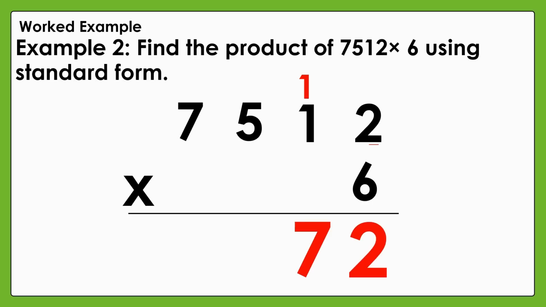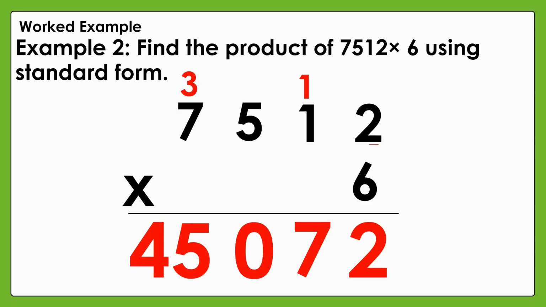Third, multiply the hundreds place. 5 times 6 is equal to 30. Write down 0 in the hundreds place and carry over 3. Multiply the thousands place. 7 times 6. Then let's add the carry over 3. The answer is 45. So write down 45. Therefore, the answer is 45,072.